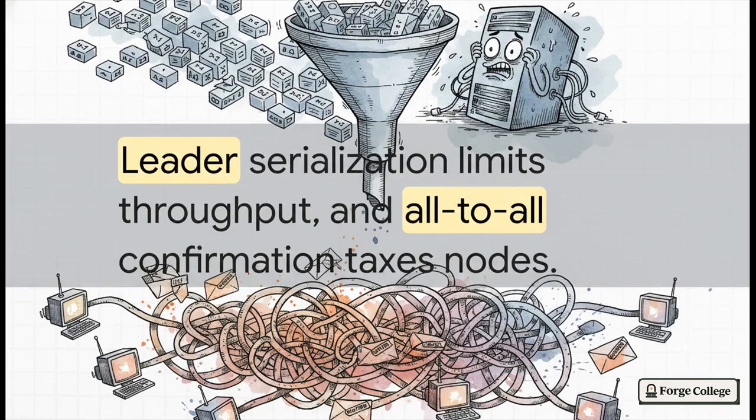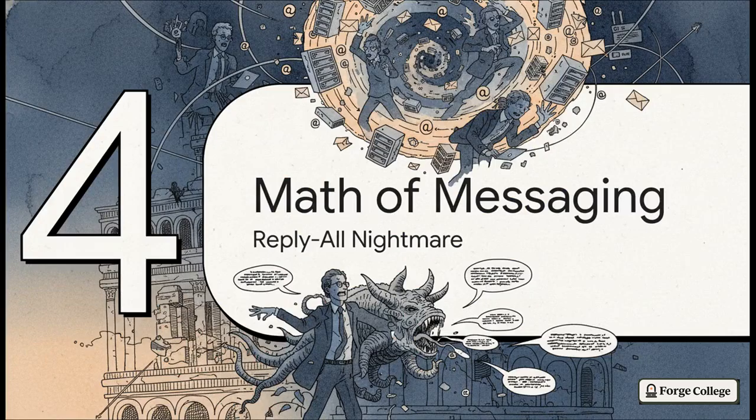When every single node has to receive, process, cryptographically verify, and store messages from every other peer in the entire network, the effective message processing rate completely bogs down. Which leads perfectly into Section 4. The math of messaging, the reply-all nightmare.